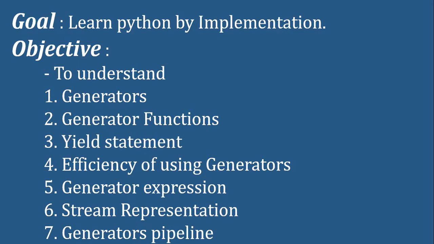Time to cross check our objectives. Yes, we have seen what generators are, what generator functions are. We have understood the yield statement. We have seen the efficiency of generators over lists. We have created generators using generator expressions. We have seen stream representation, and we have also created a generator pipeline.